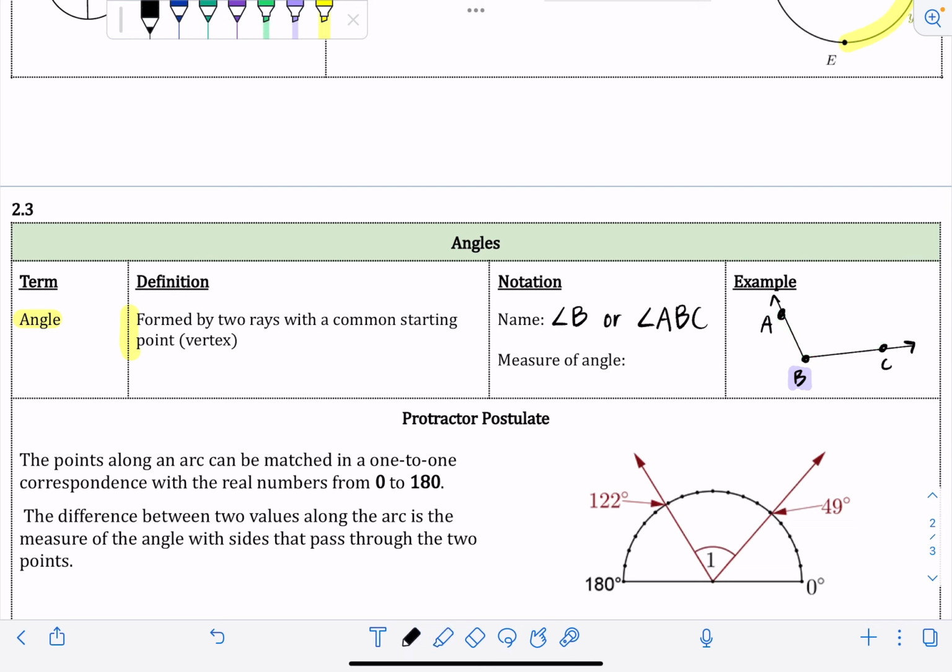And then to write the measure of an angle, we use a lowercase m, sometimes cursive, sometimes not, to represent the measure of the angle. So let's say this measurement is 110 degrees. I would write that as the measure of angle B, or the measure of angle ABC, is equal to 110 degrees. It's always important when you are writing the measure that you include that little m in front, because that means measurement.